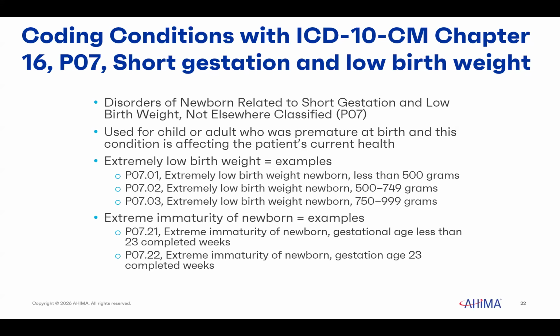P07 codes address prematurity and low birth weight, or extremely low birth weight. And these codes are used later in life if the condition affects the current health status. And you can see some of them here. Extremely low birth weight, P07.01, extremely low birth weight, newborn weighing less than 500 grams, and so on.